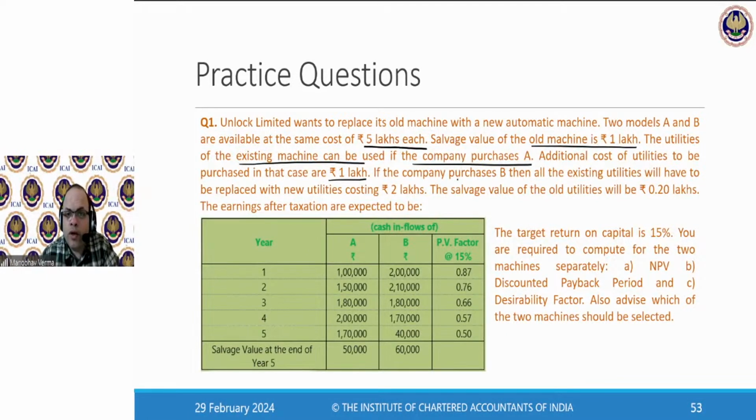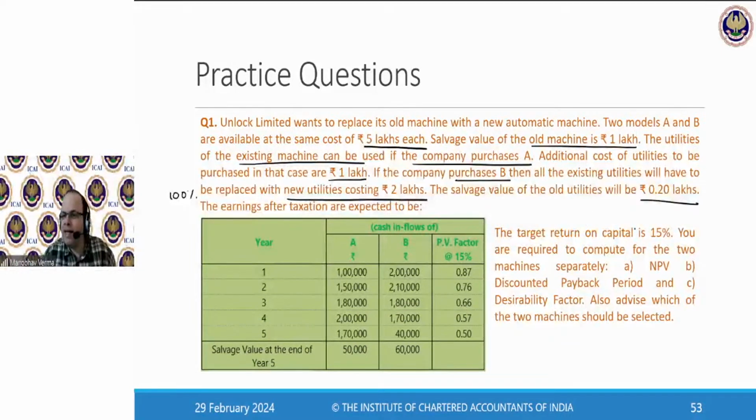But if the company goes for machine B, then you cannot use the existing utilities and you have to go for entirely new, 100% new utilities of 2 lakhs. And the salvage value of the old utilities in that case would be 0.2 lakhs here. And they're giving you the cash inflows for years 1 to 5 for both the machineries, and they're giving the salvage value of the machines as well.